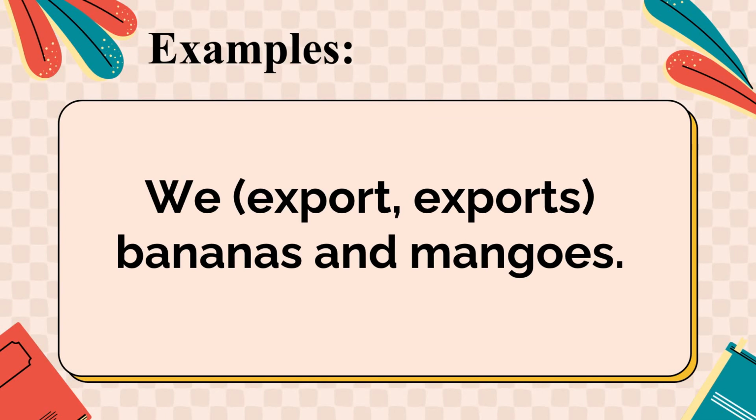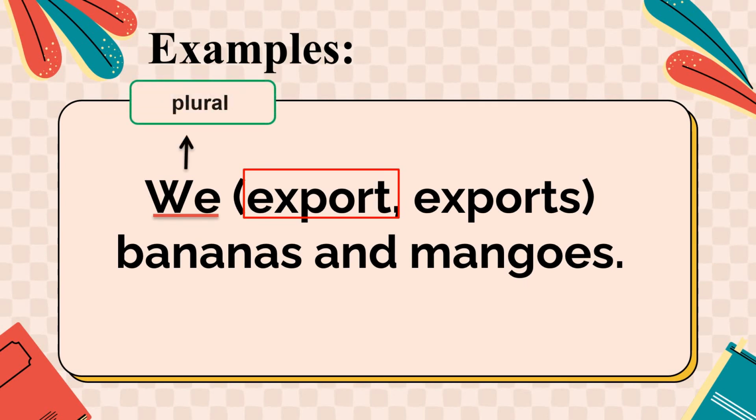For example, we have here we exports bananas and mangoes. In this sentence, are we going to use the verb export or exports? Okay, very good. The answer is export. Why? Because the subject in the sentence is the pronoun we, and we is plural.